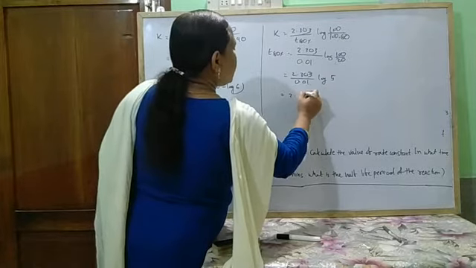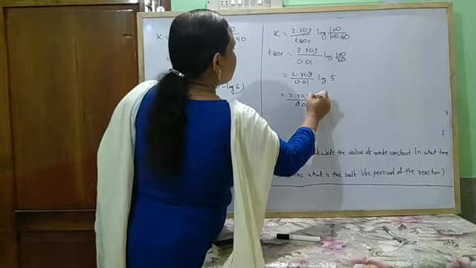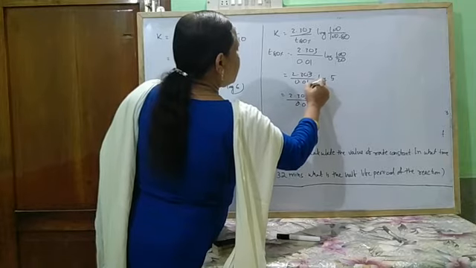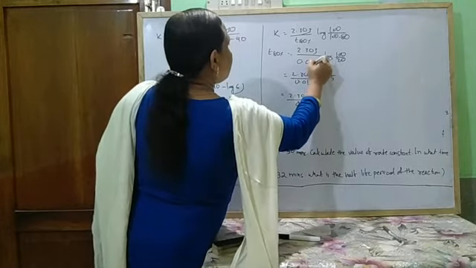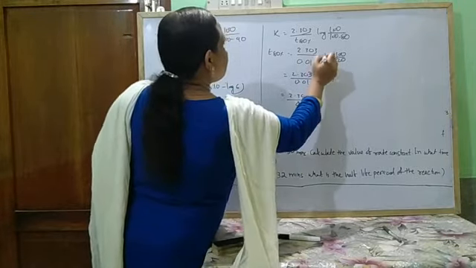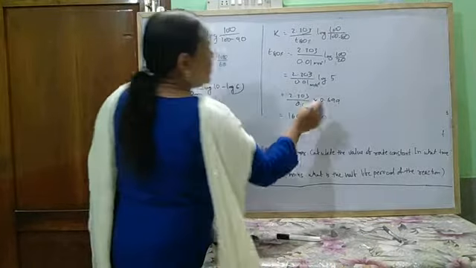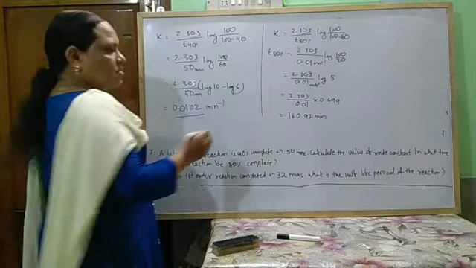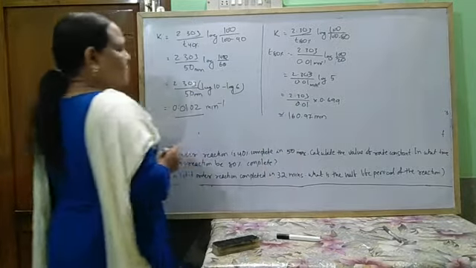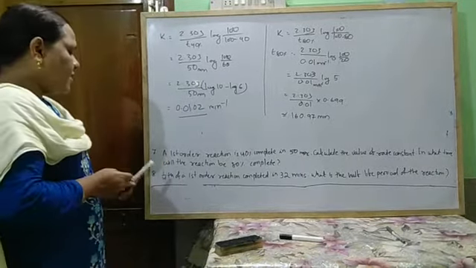So 2.303 by 0.01, with minute inverse as the unit, and log 5 is 0.699. Just multiply this and we find the value, 160.16, or 160.97, nearly about 160 minutes. Okay, so this is question number 7.